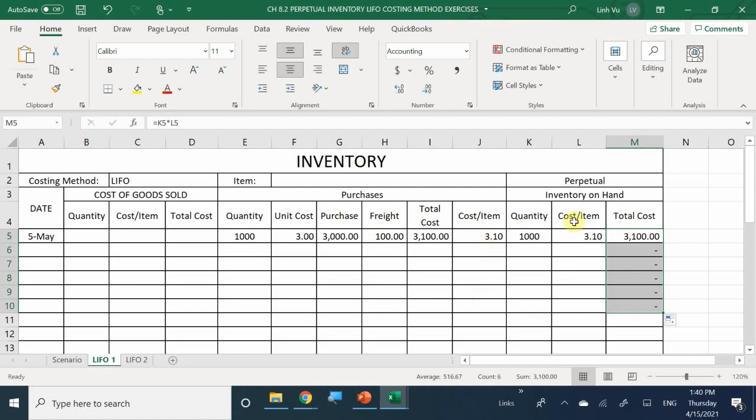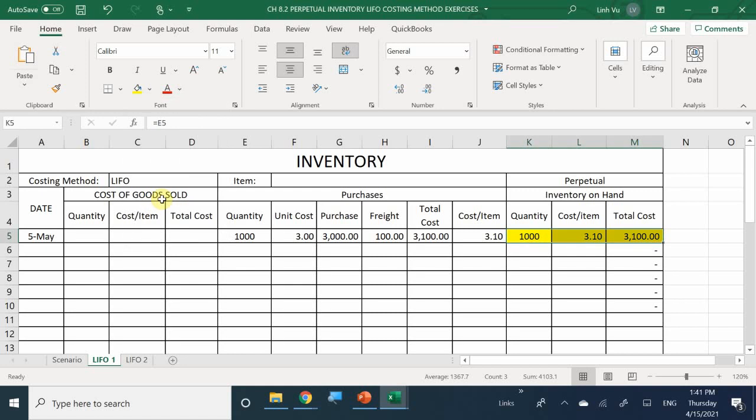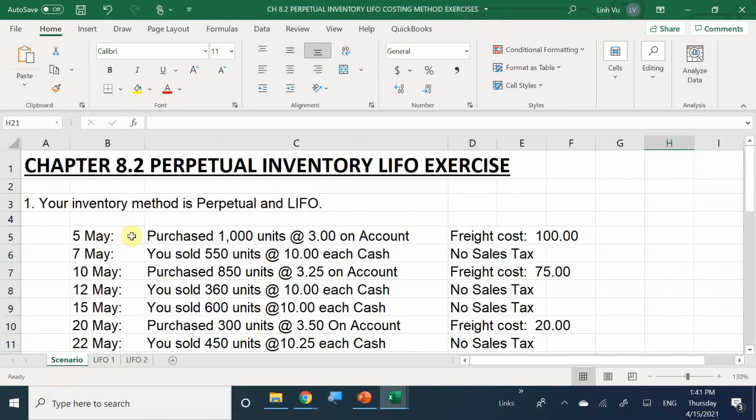Now that I have my first batch, what color should I make this? Yellow. All right, there's my first batch, yellow. Okay, everyone good so far? Yes. All right, so then what happened on May 7th? You sold 550 units. Okay, so we sold 550 units.